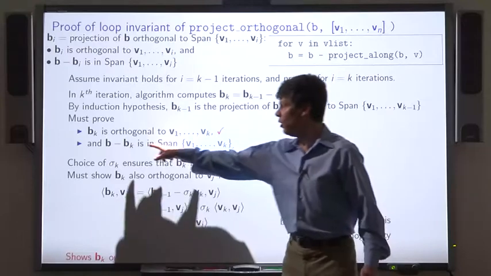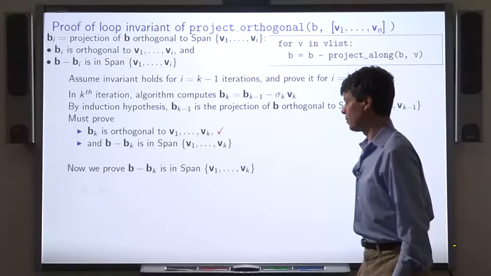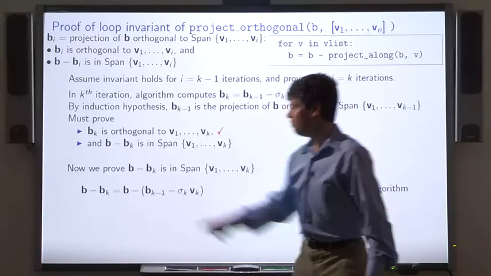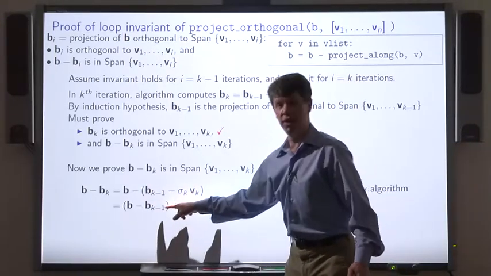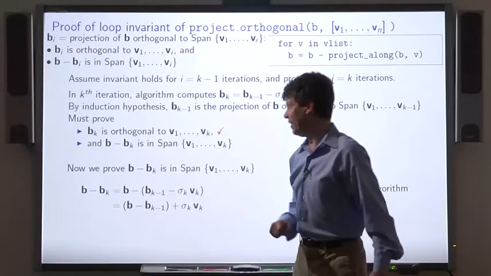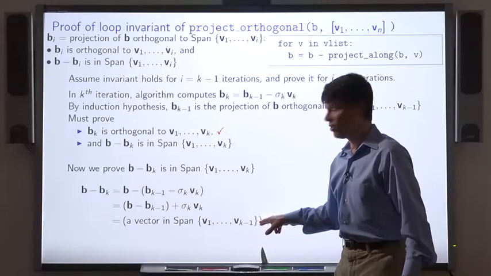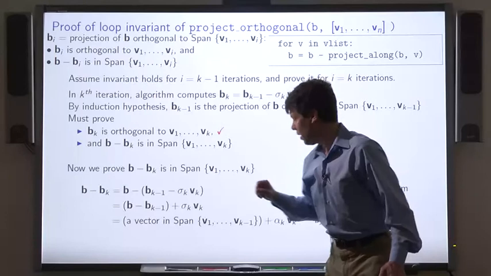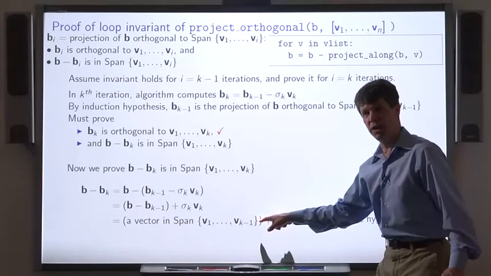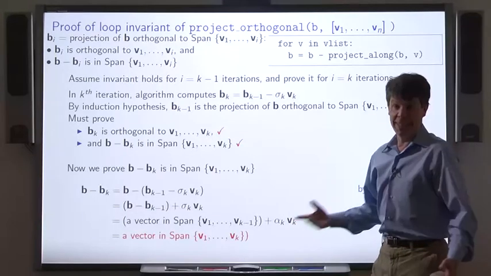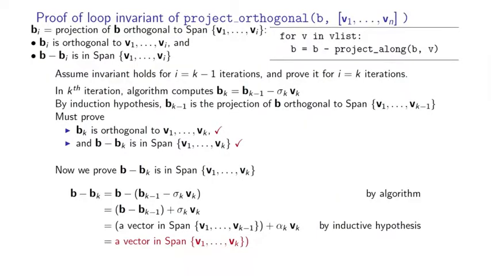But we also have to show that b minus bk lies in the span of the first k vectors of VList. Well, b minus bk is b minus bk minus 1 minus sigma k vk. We can rewrite that as b minus bk minus 1 plus this multiple sigma k of vk. Well, this first quantity is a vector in the span of the first k minus 1 vectors in VList by the inductive hypothesis. The second quantity is just a multiple of vk. Since we're adding something that's in the span of v1 through vk minus 1 and a multiple of vk, the result is a vector in the span of v1 through vk. So we've proved the second property. And that completes the proof.